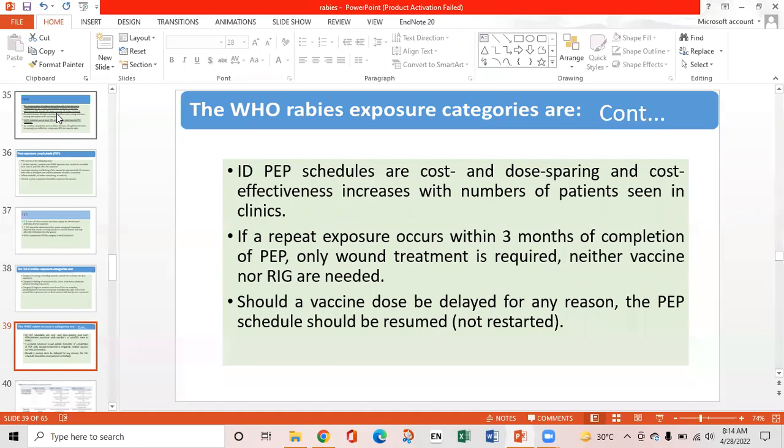Intradermal post-exposure prophylaxis schedules are cost and dose sparing, and cost effectiveness increases with the number of patients seen in clinics. If a repeat exposure occurs within 3 months of completion of post-exposure prophylaxis, only wound treatment is required. Neither vaccine nor rabies immunoglobulins are needed. Should a vaccine dose be delayed for any reason, the post-exposure prophylaxis schedule should be resumed.